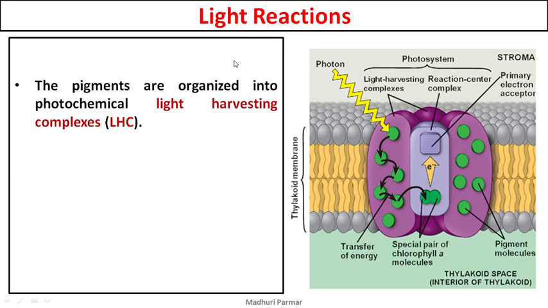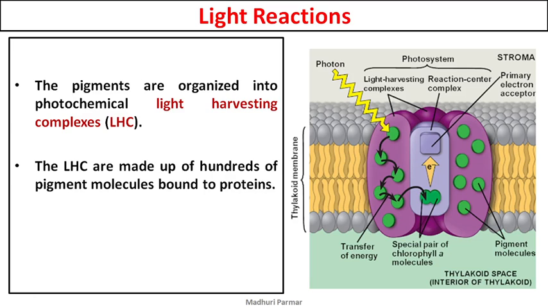Moving ahead with the light reaction, let us see it in detail. In light reaction, you have the photopigments which we saw in the last class, which included the chlorophyll, xanthophylls, carotenoids, all of those. They are organized into a photochemical light harvesting complex, which are called LHC. So these pigments are not just randomly arranged on the membrane. They are organized in such complexes which are called light harvesting complex. The light harvesting complex are made up of such pigment molecules as well as the protein.